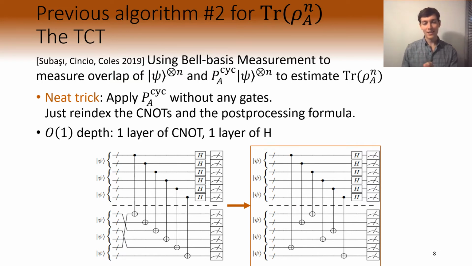And what we get is that because all of the CNOT gates act on different qubits, we have a single layer of CNOT gates, we have a single layer of Hadamard gates, and we have a constant depth circuit. This is the TCT algorithm.